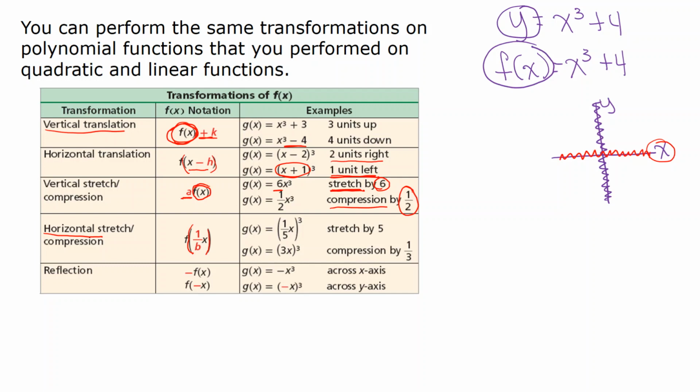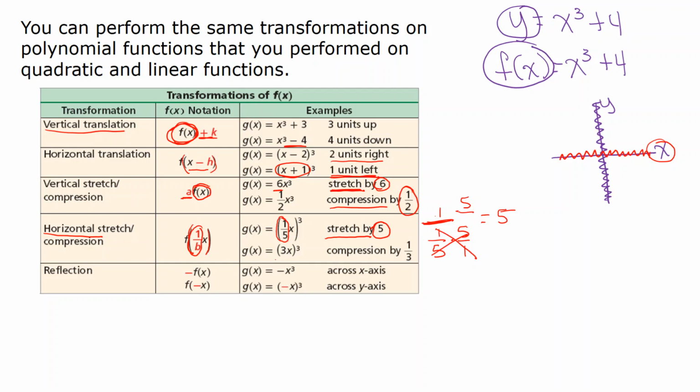Again, horizontal is horrible, and so if I have a problem like this, g of x is equal to 1/5 x to the third power. To tell whether it's a stretch or compression, we have to actually go back to this 1 over b. So 1 over 1/5, all right? And this means divide. And so in order to divide, I'm going to multiply the bottom by 5 over 1 and the top by 5 over 1. That leaves me with 1 in the bottom, and 1 times 5 equals 5. 5 is greater than 1, and so that tells me that this is a stretch by a factor of 5.